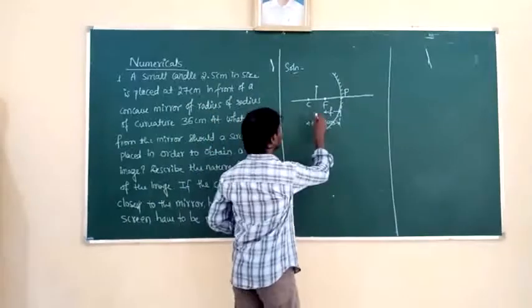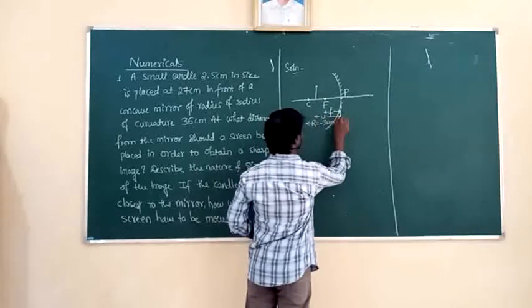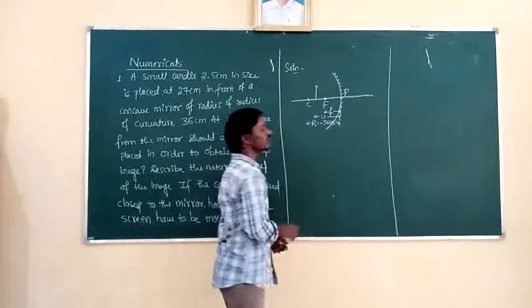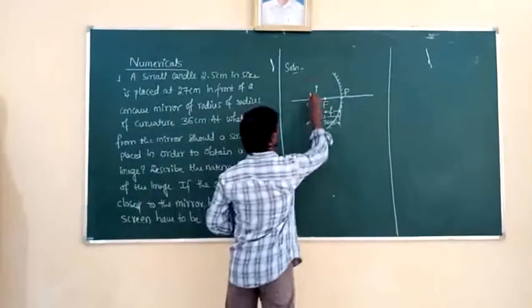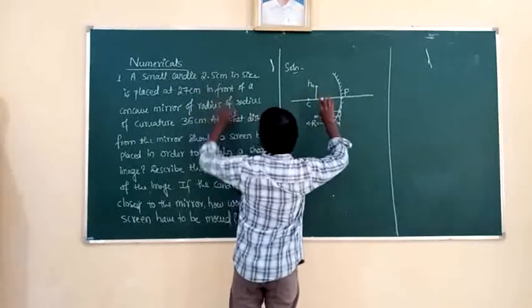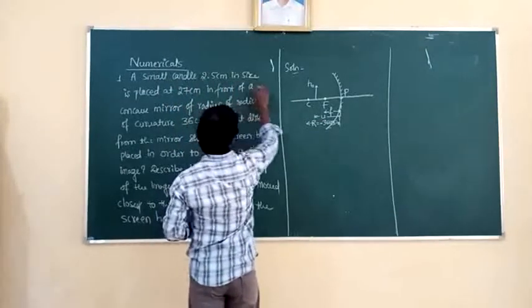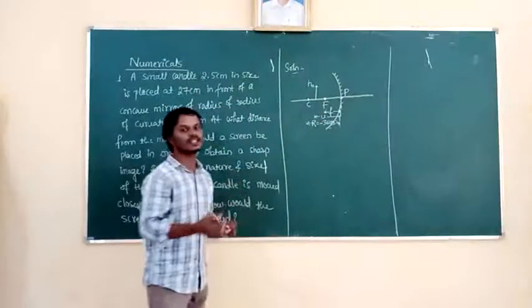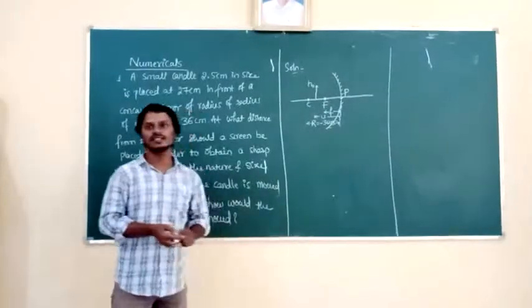Okay. So now the distance of the object can be taken as u. Object distance given is minus 27 centimeter. And height of the object is given. Height of the object is 2.5 centimeter. Means a small candle 2.5 centimeter in size. What is the size of the candle here? 2.5 centimeter. So let us write the given values.